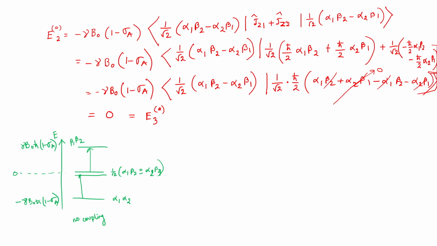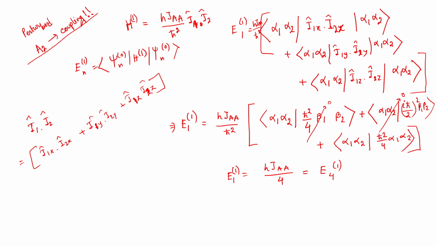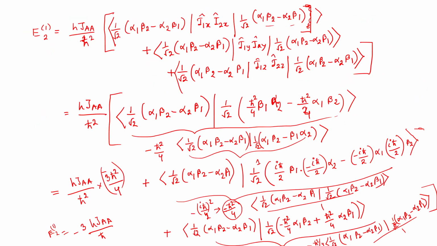So you can take that as a reference point, and then when you introduce the coupling, you will see that your 1 and 4 both get destabilized similarly, by hJ by 4, and the second is stabilized by minus 3hJ by 4. That is the thing we got last time.